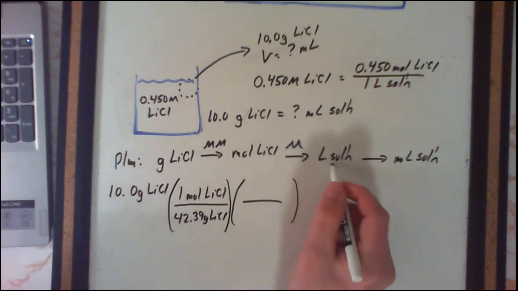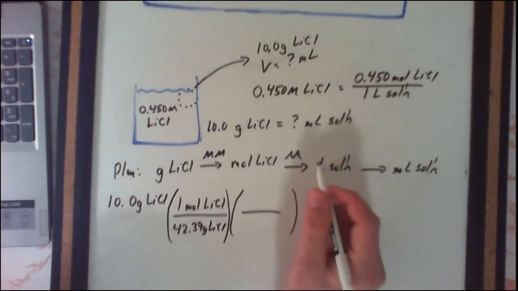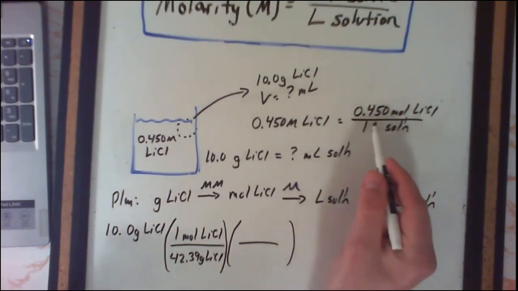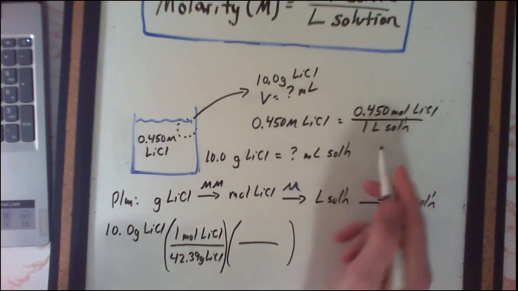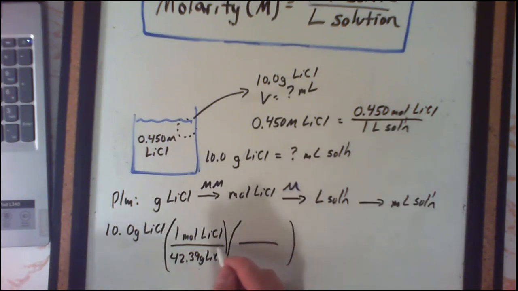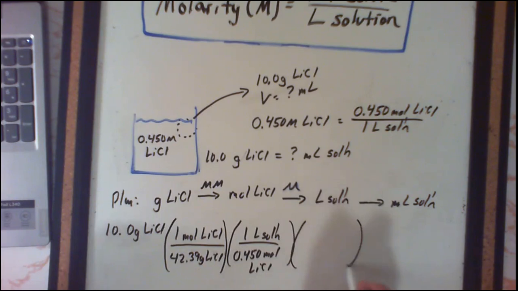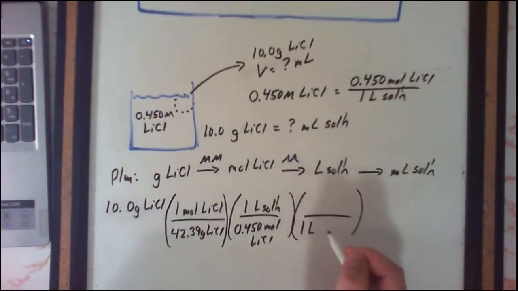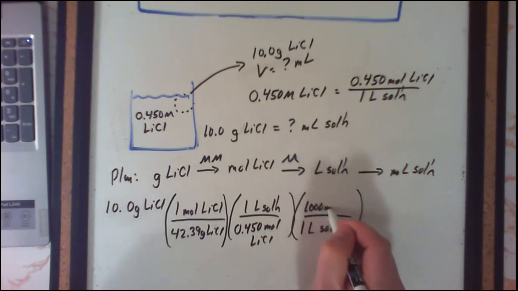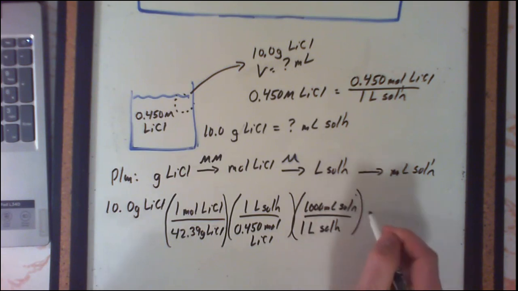To go from moles to liters, I'll use my molarity. My given molarity is 0.45 moles of lithium chloride per liter. So I want to convert from mole units, so mole units go on the bottom with its number: 0.45 moles of lithium chloride per liter of solution. And finally, convert from liter solution to milliliter solution using our definition of liters and milliliters. There are 1,000 milliliters of anything in 1 liter.